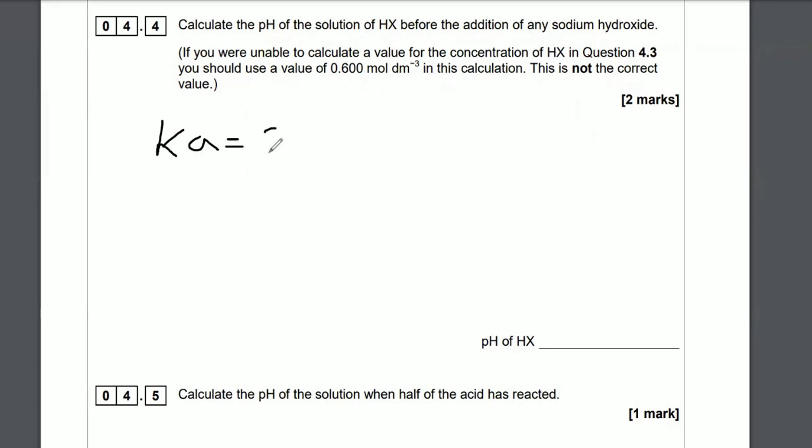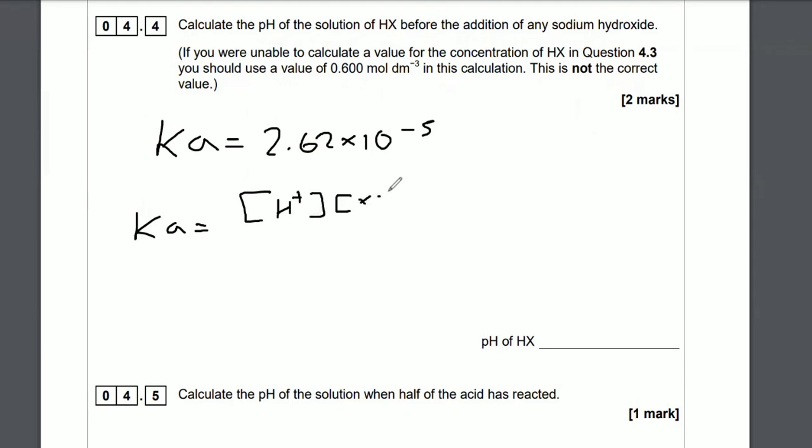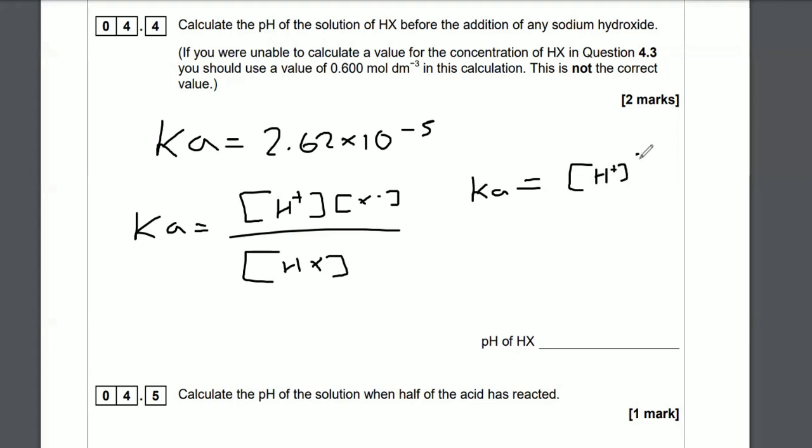So let's write this out. Ka is equal to 2.62 times 10 to the minus 5. We also know that Ka is equal to the concentration of the hydrogen ions, H plus, times the concentration of X minus over the concentration of the weak acid HX, which is 0.096. We know that when the weak acid breaks down, H plus is equal to X minus, so we can just write H plus squared. We can rearrange this now to make H plus the subject.